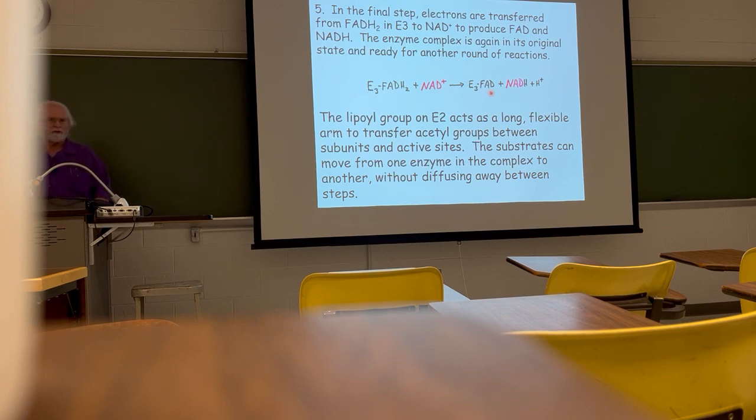The lipoyl group attached to enzyme 2 functions as a kind of flexible arm. So it can grab that acetyl group from enzyme 1 and move it over to enzyme 3. And in that way, the substrate isn't diffusing away from the active sites of the enzymes and has to diffuse back. It makes this enzyme much more efficient because the substrates and products can be moved around by the flexible organic chemical group that acts as an arm to move that molecule around.